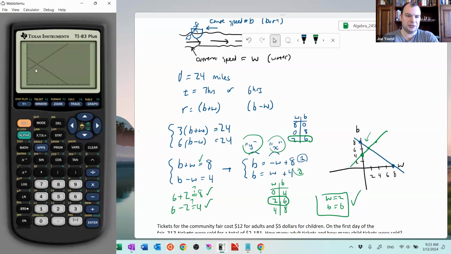And I see my intersection. I might guess that it's at 2 on the horizontal axis, or x equals 2, or in other words, w equals 2, and b equals 6. I might guess that, or I could do second trace in my calculate menu, option 5 to find the intersection, enter for the first curve, enter for the second curve, and just hit enter again for the guess wherever it is. And I do find my intersection at 2, 6.